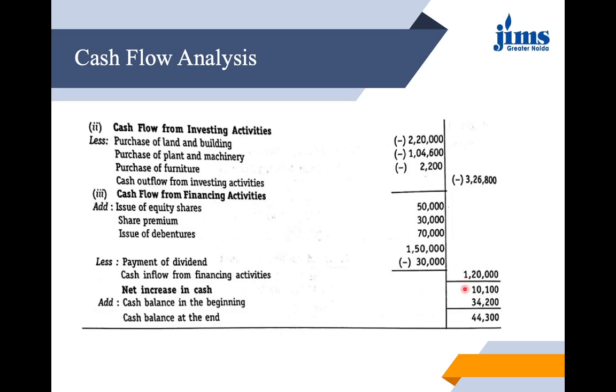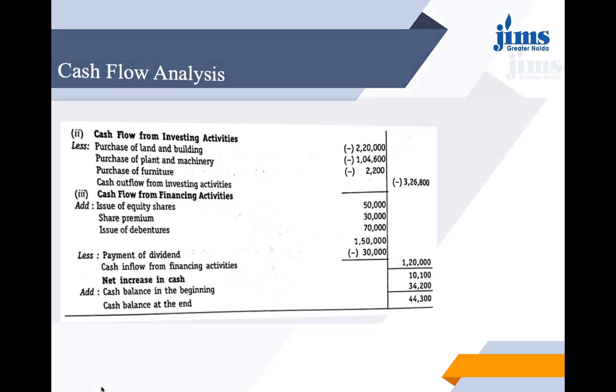So after calculating all the three activities, operating, investing, and financing, we are able to obtain the net increase in cash, that is 10,100. We can add the balance that we have given, opening balance of cash, that is 34,200, and obtain the closing balance, that is 44,300. Finally, we are done with this question.